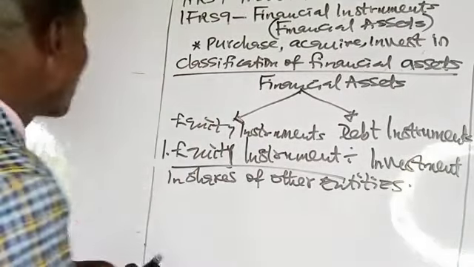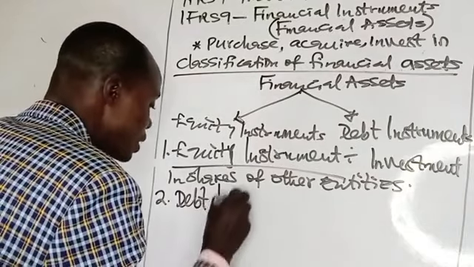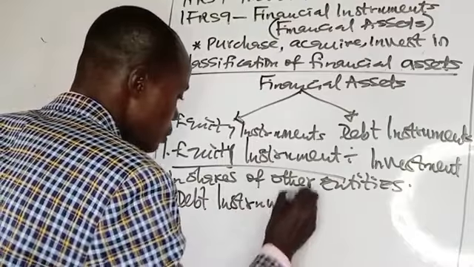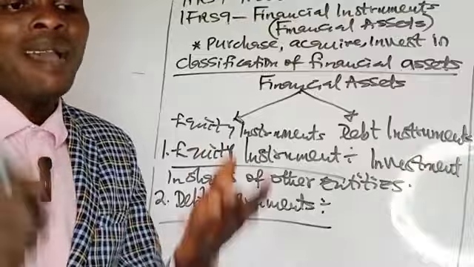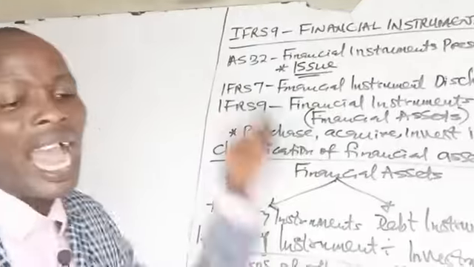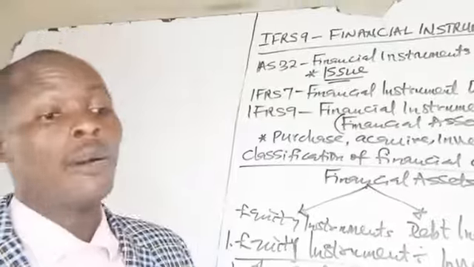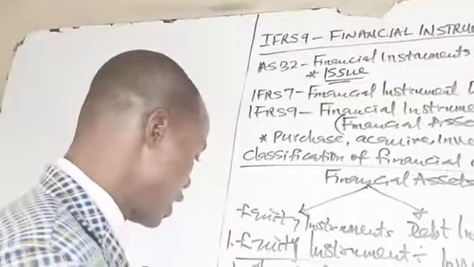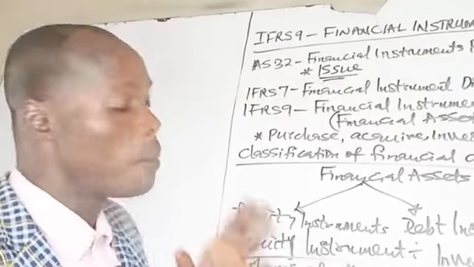On the other hand, we have debt instruments. Debt instruments is the investment in debt instruments of other entities, e.g., investment in bonds or redeemable preference shares.